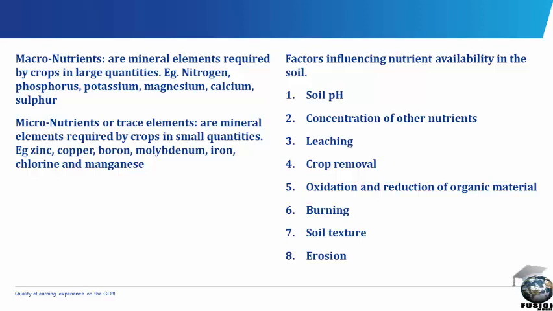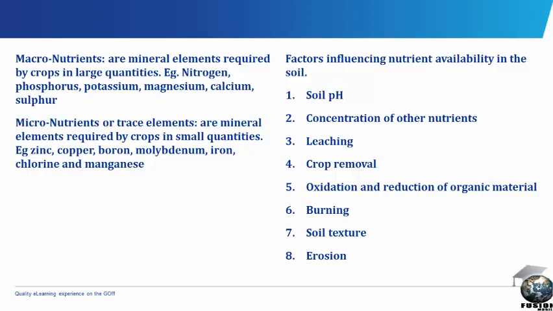Another factor is crop removal. In crop removal, nutrients are removed from the soil by crops for growth, development, and production. When the crops are harvested, the nutrients contained in the plants are never returned to the soil. The rapid removal of nutrients from the soil by continuous cropping completely deprives the soil of such nutrients.